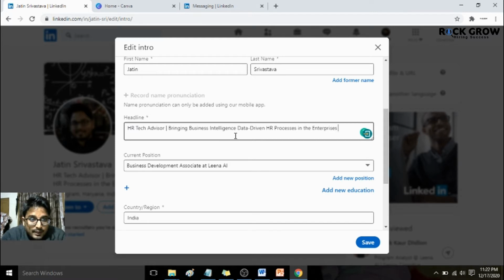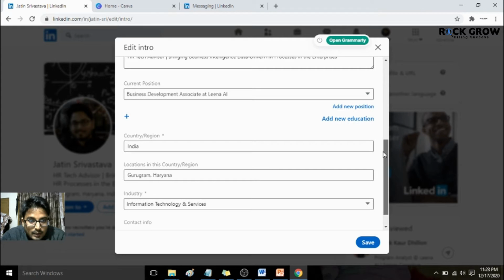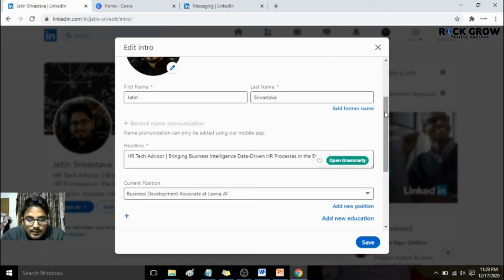So I already treat it like business development professional, and I'm going to change this current position as well in the coming slide that talks about the professional experience. Okay, now I guess we are good to go. Everything is India, Gurugram, IT and services. The rest is looking good.